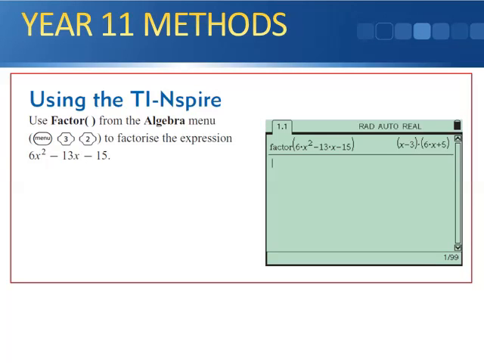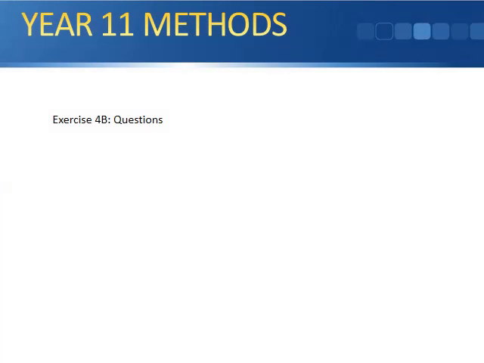To factorize on the calculator, go to Algebra and factorize, so you get the factor part coming up. Type it in again, put your times in between, this one and this one. Hit enter and it will factorize for you. And that's your 4B questions.